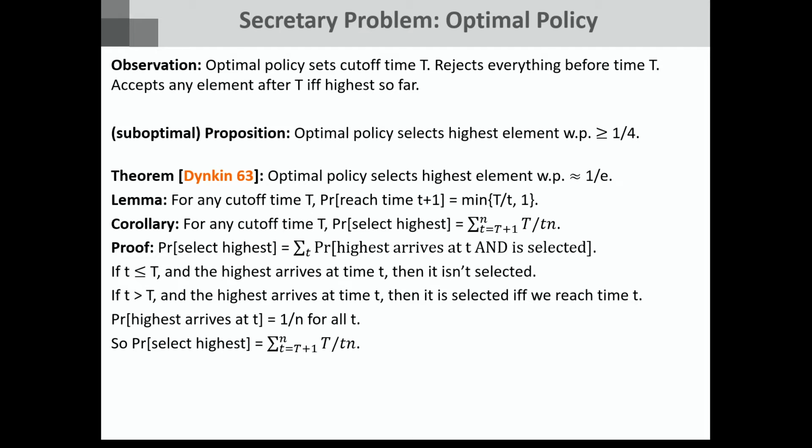And now we just need to observe that this is independent of whether or not the highest element arrives at that time step. Because again, whether or not we reach time t is only a property of how the elements before time t are ordered. It is not a property of what those elements actually are. Okay, so this means that the probability that we select the highest element is exactly what we said. It just sums over every time step. This 1 over n is the probability that the highest element arrives at time step t. And this big T over little t is from here the probability that we actually reach that time step.